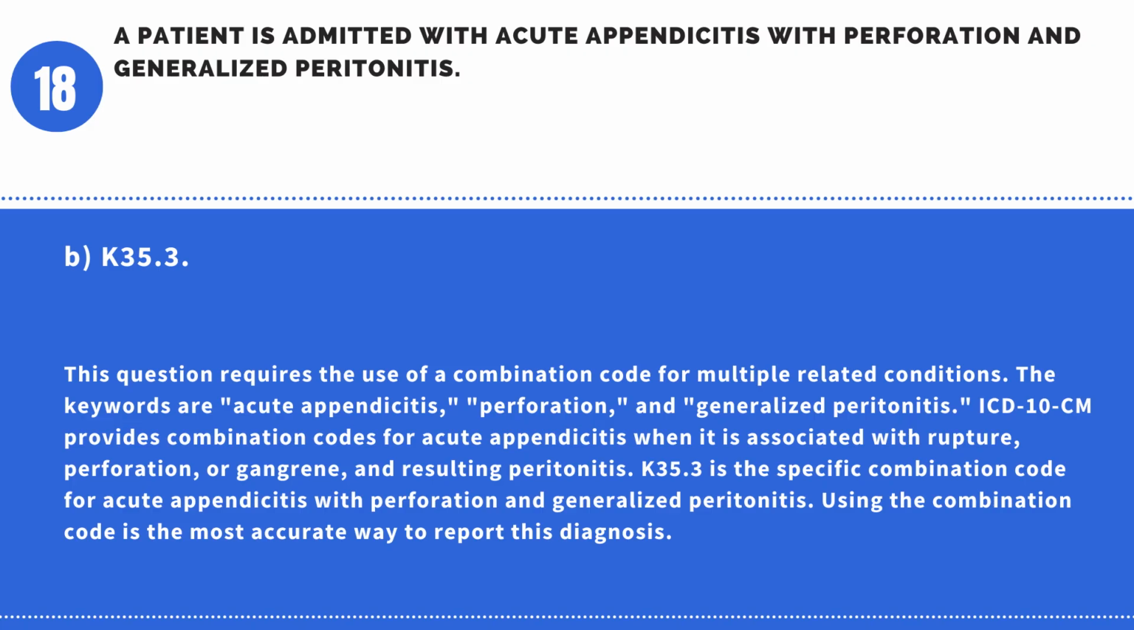ICD-10-CM provides combination codes for acute appendicitis when it is associated with rupture, perforation, or gangrene, and resulting peritonitis. K35.3 is the specific combination code for acute appendicitis with perforation and generalized peritonitis. Using the combination code is the most accurate way to report this diagnosis.